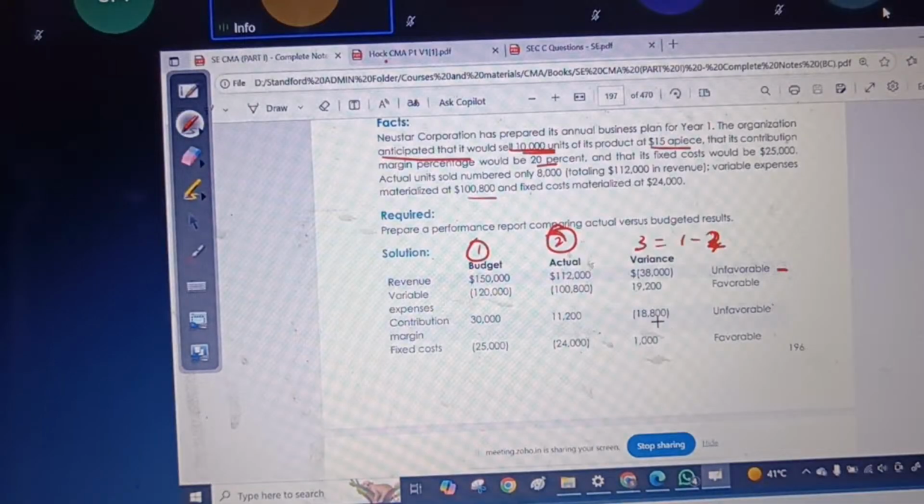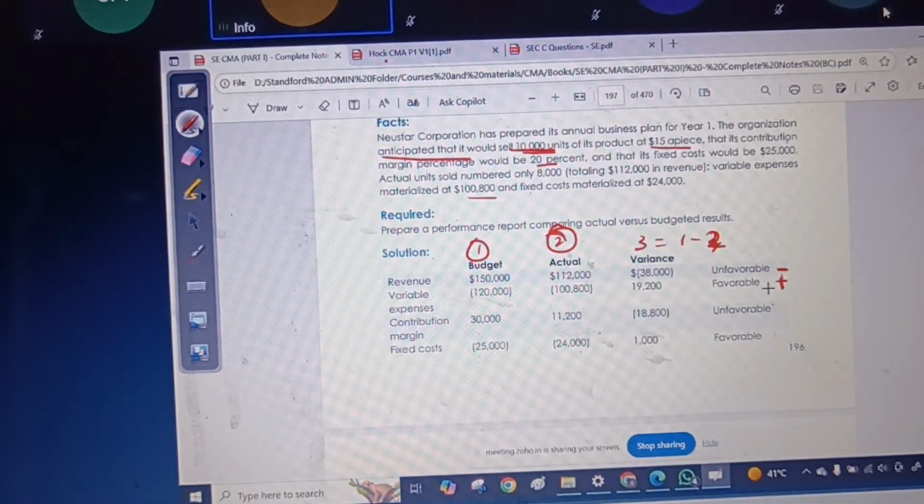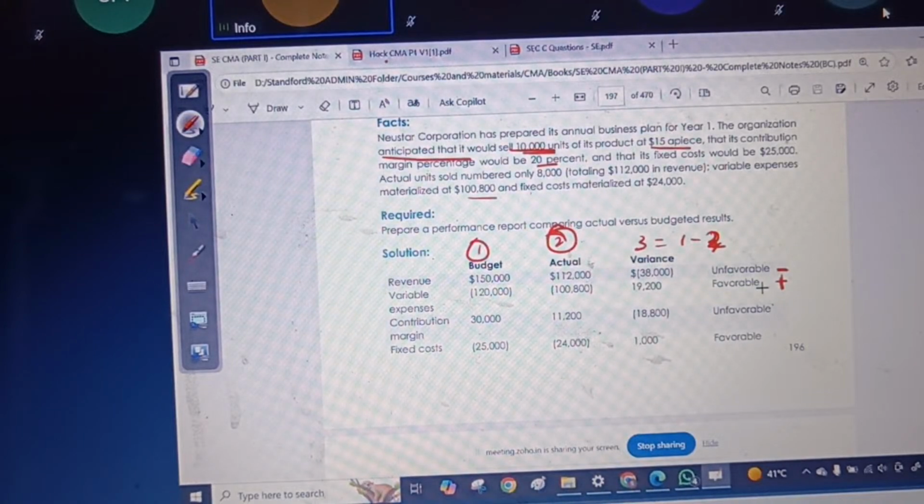Variable expense is a cost. This is favorable, obviously. Why? Because actual is lesser than the budgeted amount, which is a positive amount. Why is it positive? Because budget is more, so you can reduce the cost. This is a positive amount, but it is favorable. Variable expense is a cost. It is a positive amount, but it is favorable. Why is it favorable? Because operating income will be more. That is why it is a favorable amount.